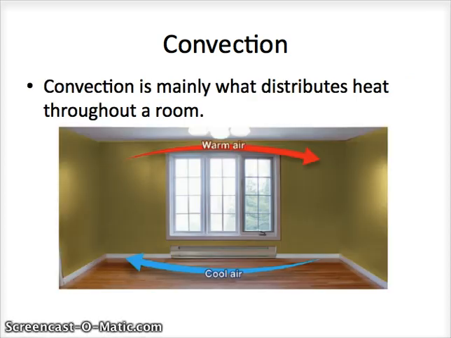Convection also occurs in your home. Warm air rises and cool air falls. This is why if you have a bunk bed, it's always warmer on the top bunk than the bottom.